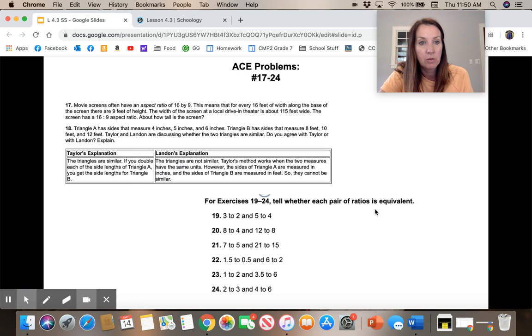And then for homework, you will have questions 17, 18, 19 through 24. And that is your work for today. Tomorrow's lesson is nice and short, so you may want to choose to do that additionally today. You can look at it and see.